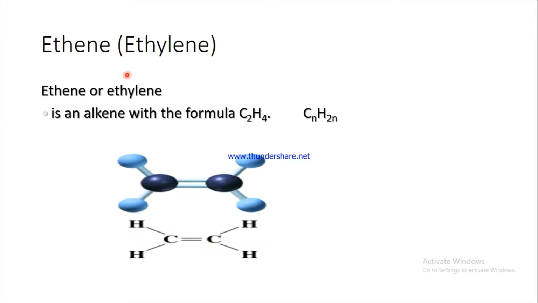So this is an example of a well-known alkene, and there is a formula to determine the number of hydrogens in our alkene. So say we've got 2 carbons, the n here is 2, so we multiply 2n, and automatically we have 4 hydrogen atoms.